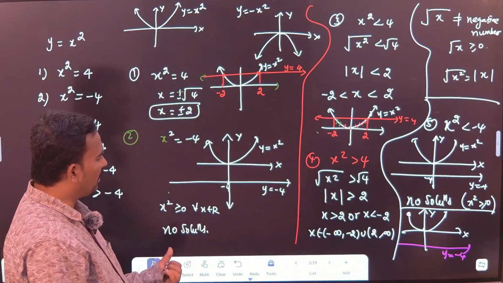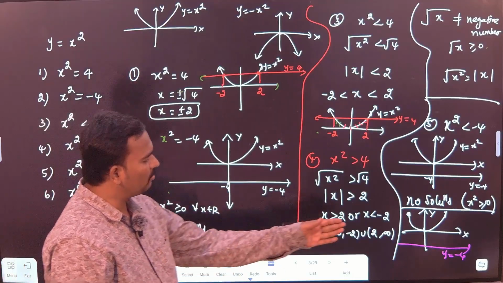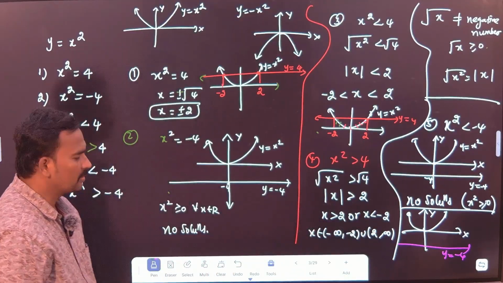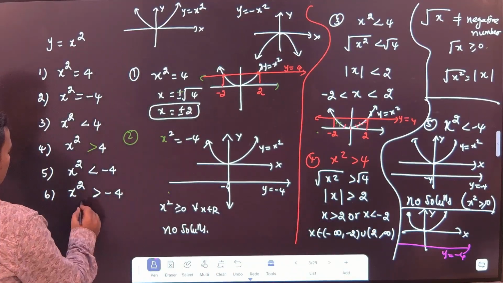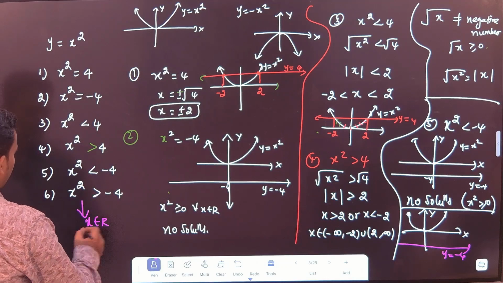So x square is more than minus 4. Is that true or not? It's true. Any real number you take, it will be satisfied. So here, for all x belonging to the real numbers, it's satisfied.